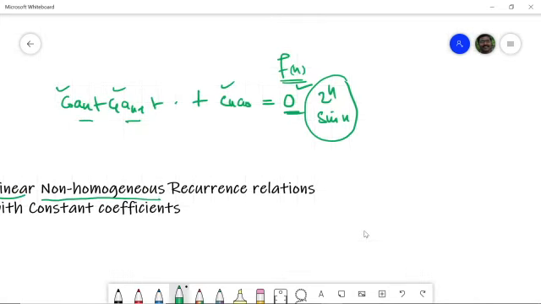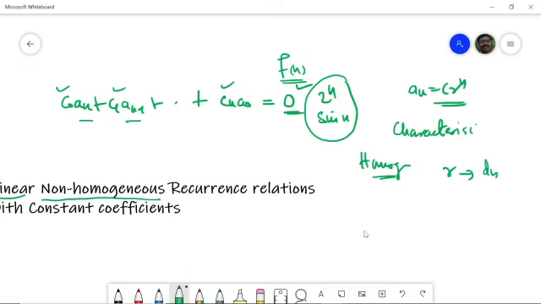When we recap the solution of a homogeneous recurrence relation, we first write the characteristic equation by putting a_n equal to c times r raised to n. Then you will get an equation in terms of r. If you solve for r, suppose you get distinct real roots, r1 and r2, then your solution would be c1 r1 raised to n plus c2 r2 raised to n, where c1 and c2 are obtained from the initial conditions.